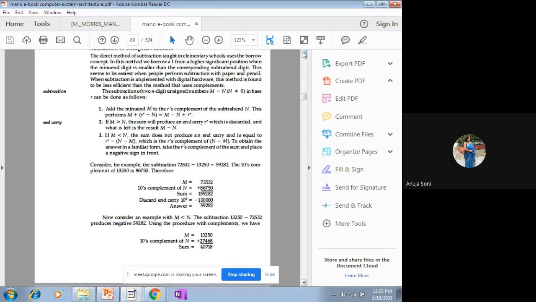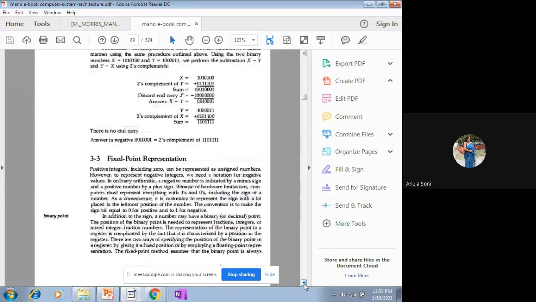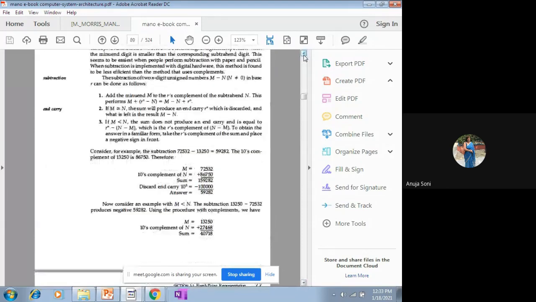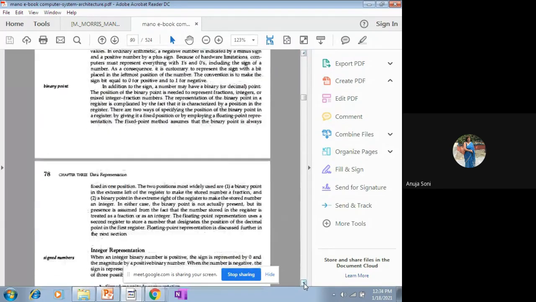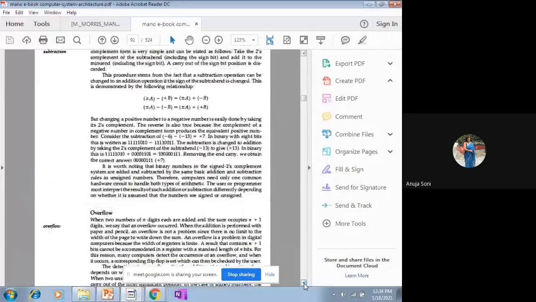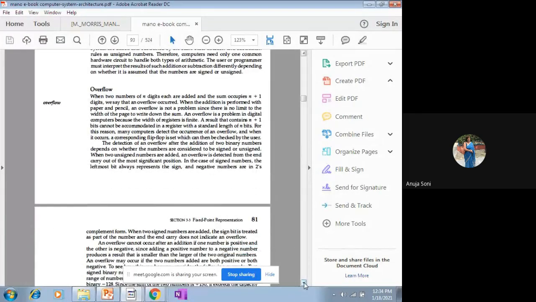We have dealt with two cases today. One case is when m is greater than or equal to n, with m a positive number and n a negative number. The second case was when m is less than n. In the next class, we'll deal with the cases when both numbers have positive signs and both have negative signs, and those two cases will result in overflow. That one we'll talk about in the next class, not in today's class.